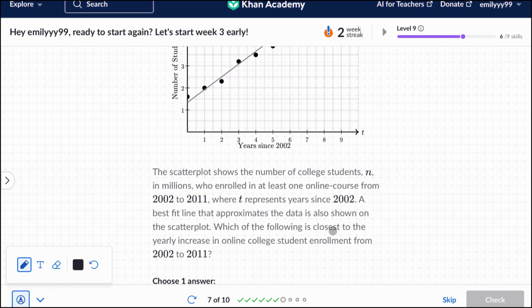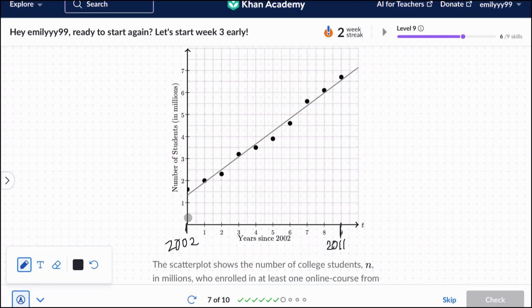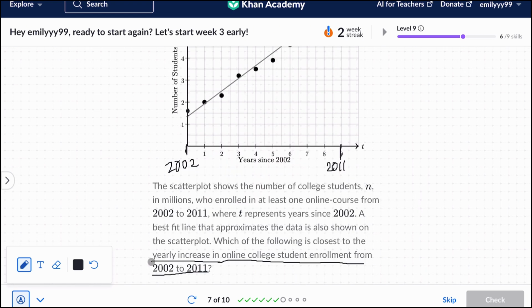So we're trying to find the approximate yearly increase in online college student enrollment from 2002 to 2011. So right here is 2002, and this is 2011. 9 years after 2002 is 2011. So at 2002, the number of students enrolled was around 1.45 million. Actually, I'm looking at the line of best fit, but here it actually shows that dot right there, so we're looking for a yearly increase.